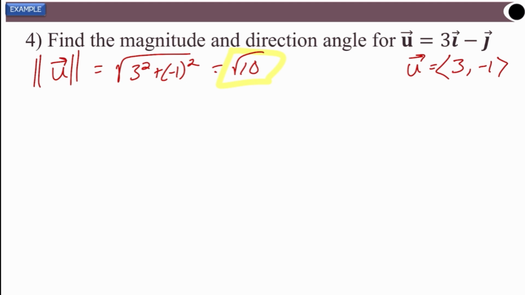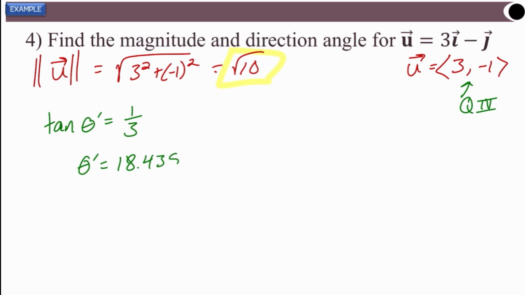Then for the direction angle, we need to think about what quadrant we're in. So (3, -1) is going to be in quadrant 4. So I'm going to say, first I'll find the reference angle. So the tangent of theta prime is going to be 1 divided by 3. I'm ignoring the negative. I always ignore the negative when I find my reference angle. I go to my calculator. I get that theta prime in this case is 18.435 degrees approximately. And since I'm in quadrant 4, sometimes it helps to draw a picture.